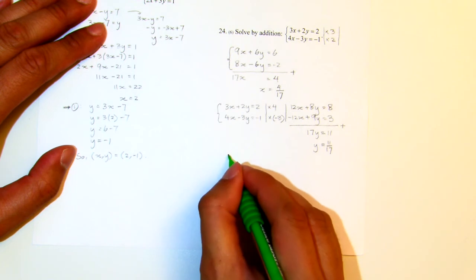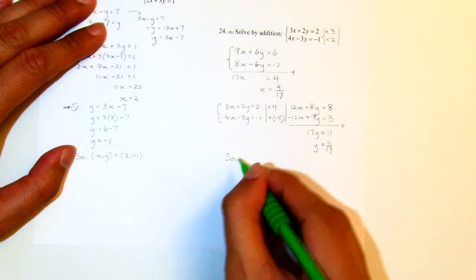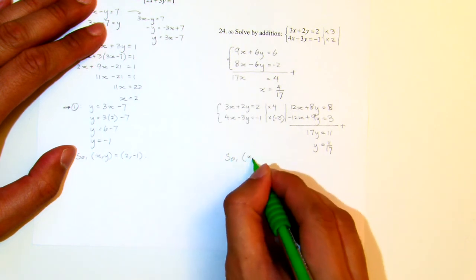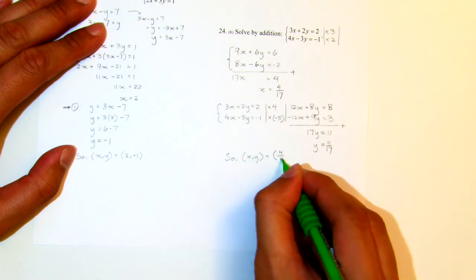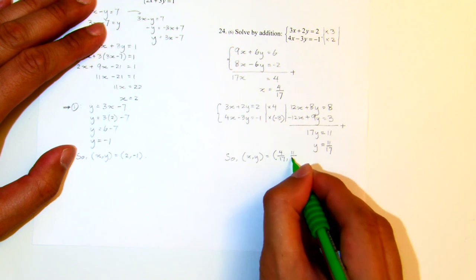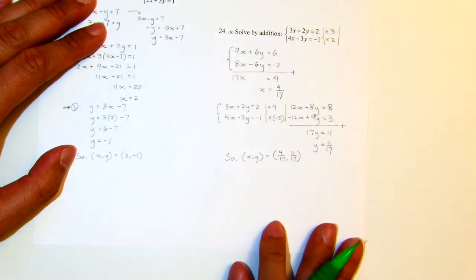Okay, now to conclude, which you have to, the solution should be written in coordinates. That's 4 over 17, 11 over 17. Okay, that's where we stop.